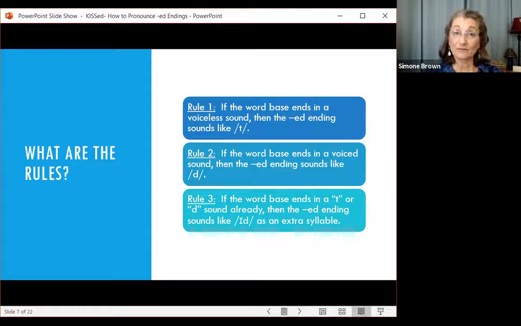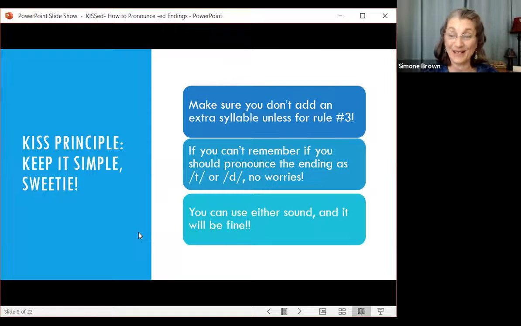And let me just tell you, most of the time, we do not add that extra syllable because there are a lot fewer words that end in a T or a D sound than all the rest of the sounds combined. So it's very uncommon that you will be adding that extra syllable. Okay, so I hope that helps. Now I'm going to make it even more simple. The number one thing is make sure you don't add an extra syllable to the word unless for rule number 3. And what was rule number 3? If the base word ends in a T sound or a D sound, then you add that extra syllable. Everything else, do not have an extra syllable or you're going to mess with me. I won't be able to understand you. It will take too much effort for me to do those mental gymnastics to figure out what you're saying.